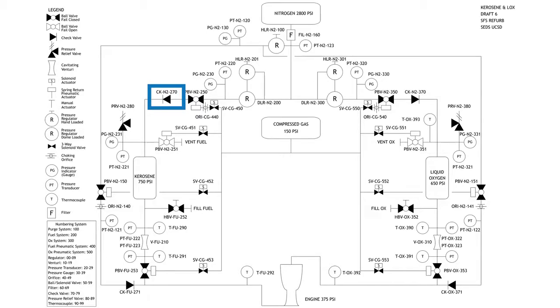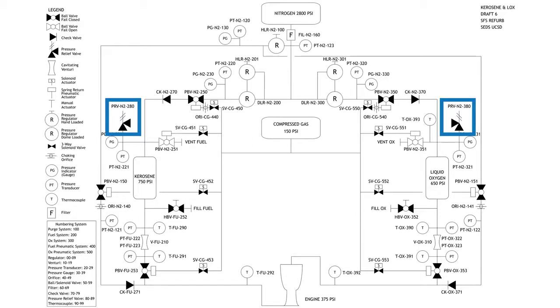Then we have a pressure relief valve. So you've got to calculate these things, and basically what a pressure relief valve has to do is that if your pressure vessel, which is that kerosene 750 psi tank, or that liquid oxygen 650 psi tank on the right-hand side, gets over-pressurized, it could burst. And so that pressure relief valve is a functioning safety mechanism.